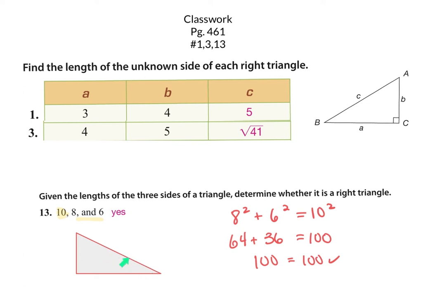If I made it shorter, it wouldn't reach the end. I would have to scoot these side lengths in to be able to meet the sides. Also, it would no longer be a right triangle. So the only way it can be a right triangle is if it meets this theorem. All right. If it does not meet this theorem, you would say, no, it is not a right triangle. And the reason is because it does not work with the Pythagorean theorem.